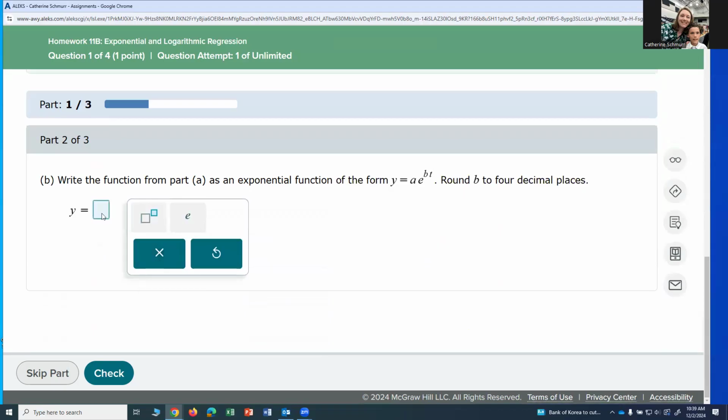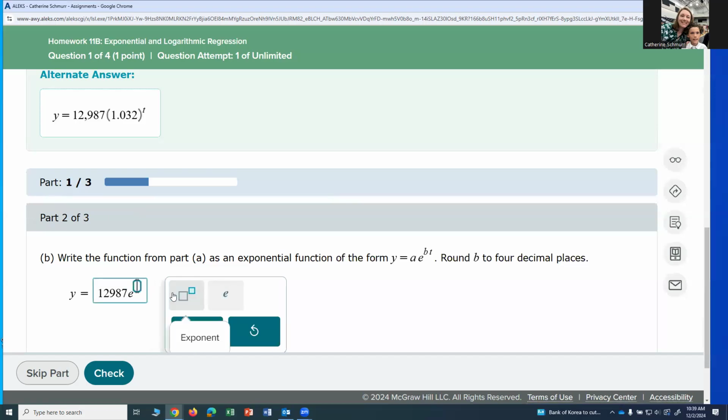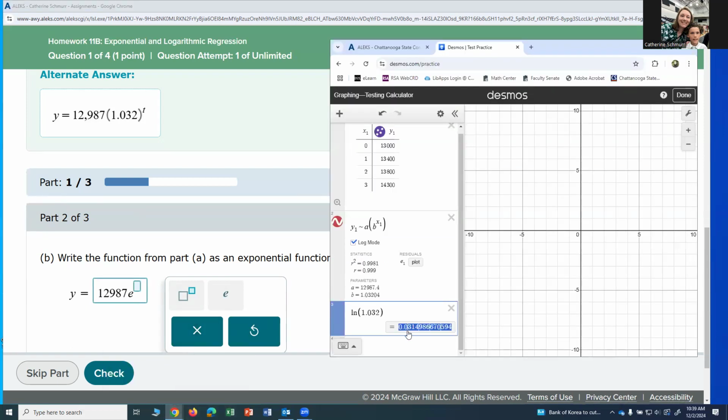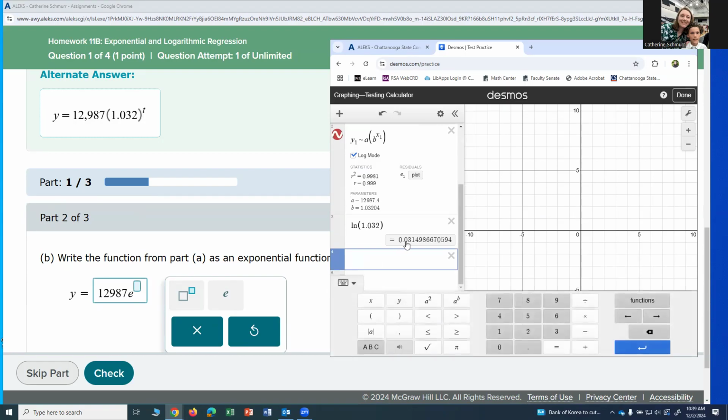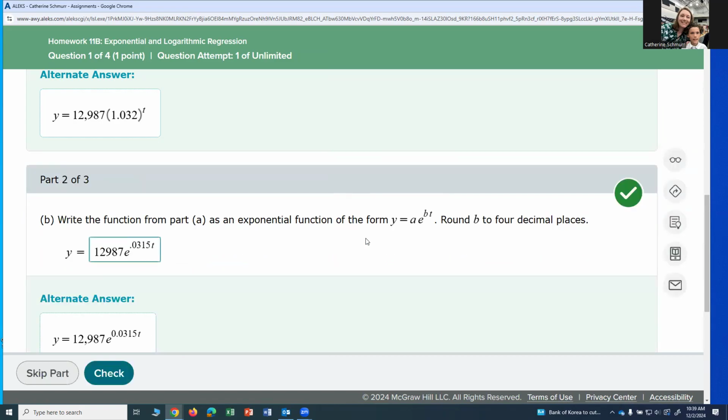0.0315. So now I would enter the same A value of 12,987, but I'll type in an E, and then I'm going to put my new B, which was 0.0315 for me, and T. So to get the new B up here, you do natural log of whatever your original base was.